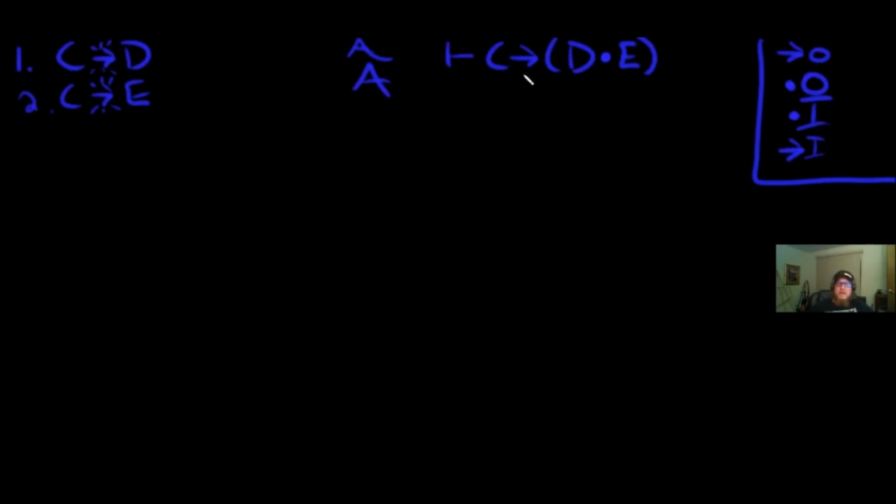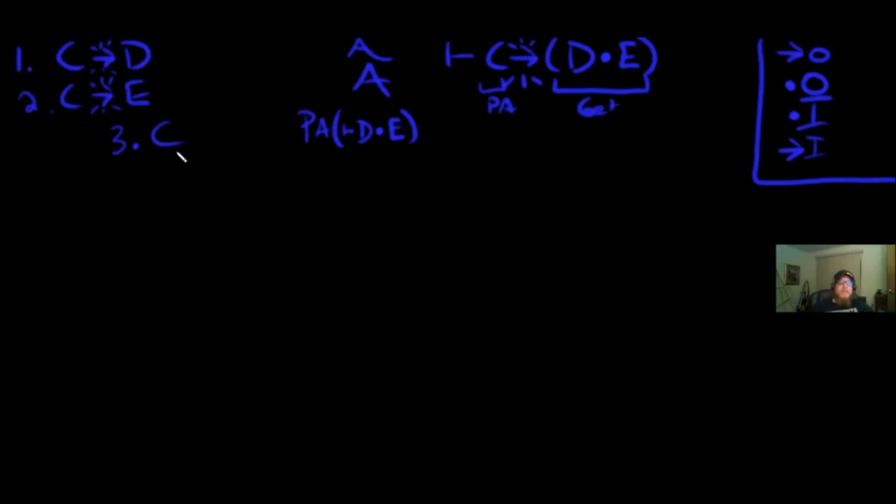We see, is our goal an arrow? It sure is. So what do we do? Provisionally assume the left side, and solve for the right side of our goal. So we're going to start our side quest here by zooming in. Line 3, I'm going to provisionally assume that left side, and let's try and get D dot E. Okay, so that's the mission. Get D dot E.